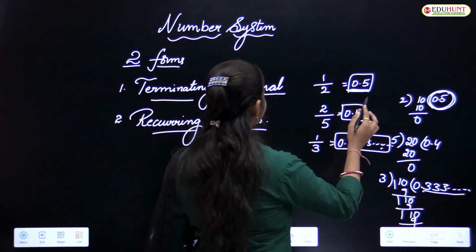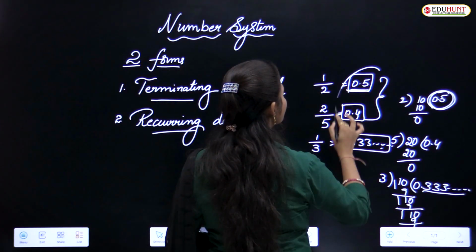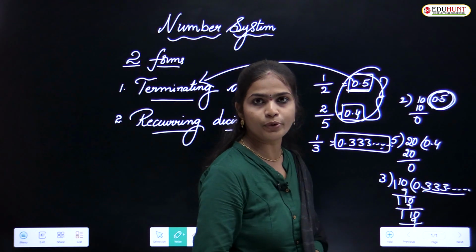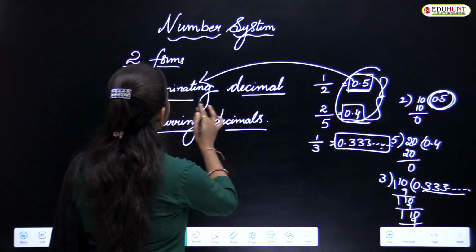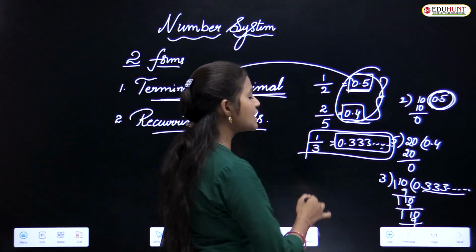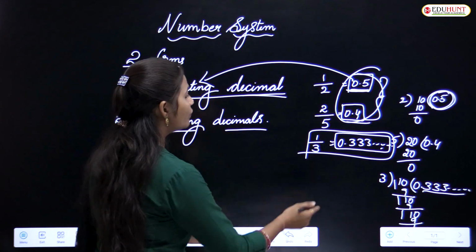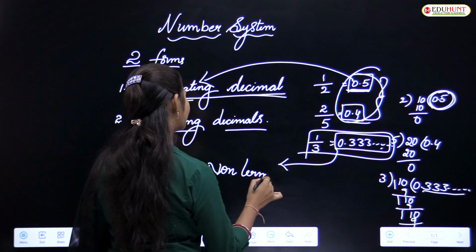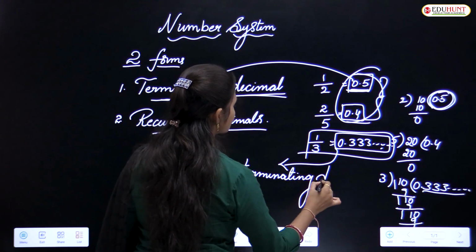That's why we call these two decimals terminating decimals. Terminating means a decimal part which has an end point, then we call those decimals terminating decimals. And what about this one, 0.333 and so on? Here this does not have any end point. So we call this type of decimals non-terminating decimals.